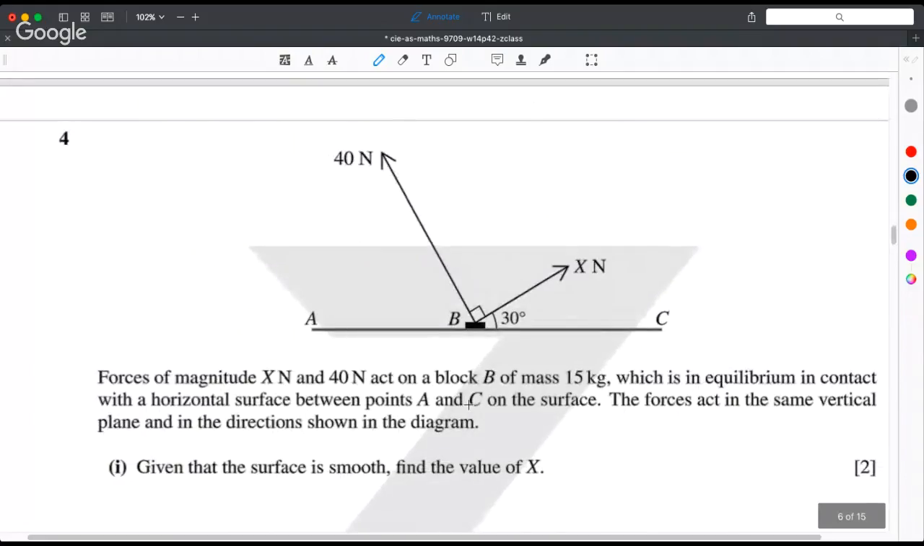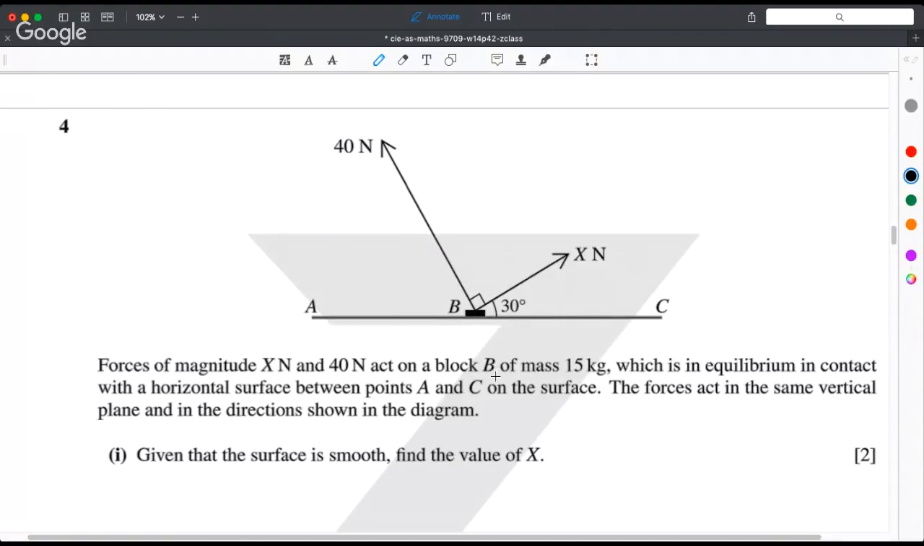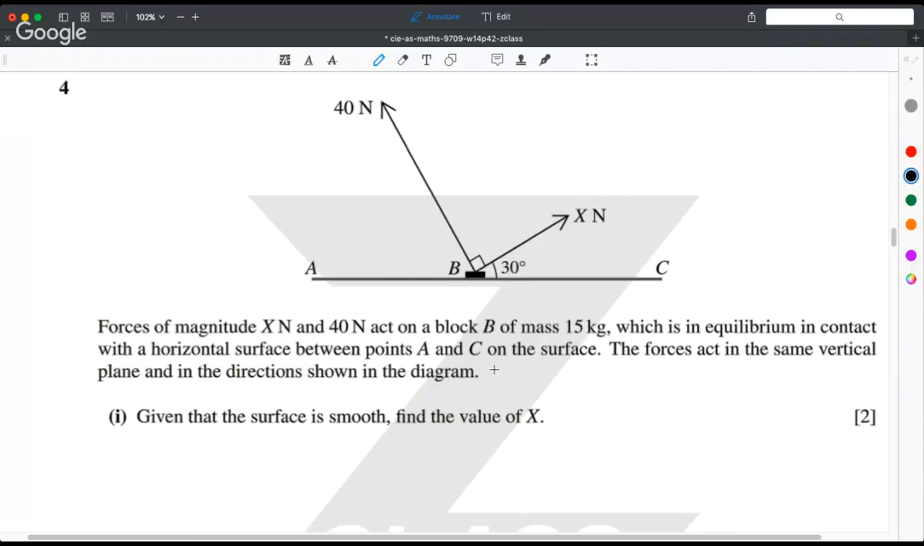Okay, question 4. So here we have a block sitting on a horizontal surface, and in the first case we're told that it's smooth, so that means there's no friction force. So what forces do we have acting on it? We have these two that were given. We have the weight of the thing, and we have the reaction force.